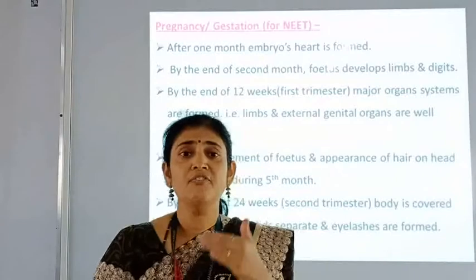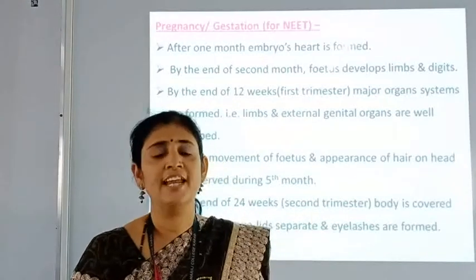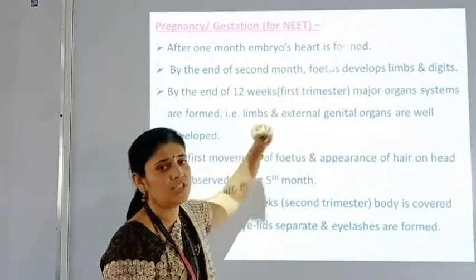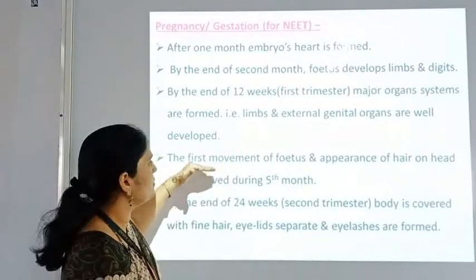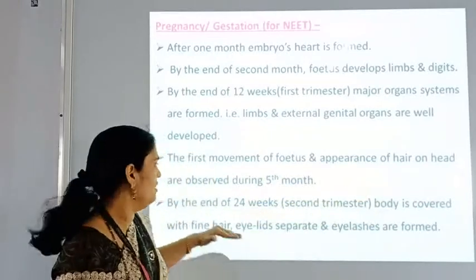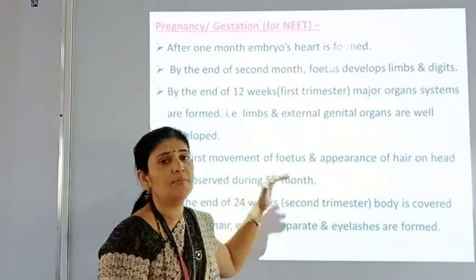In the male and in the female different genital organs are present and all these genital organs are formed at the end of the first trimester. Then the first movement of the fetus and appearance of hair on head are observed during the 5th month.